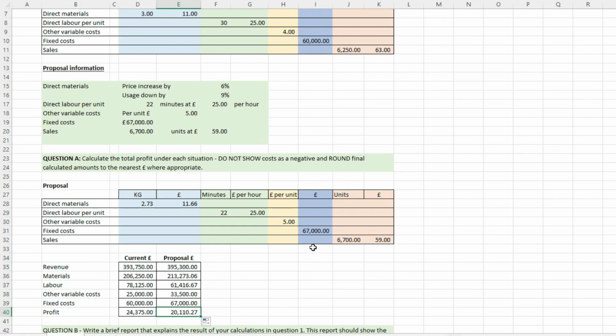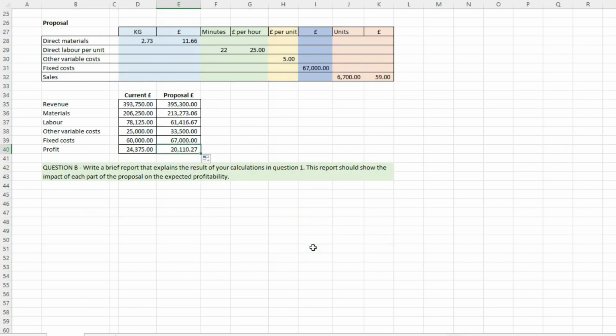So let's move on to question B here. We're being asked to write a brief report that explains the results of our calculations in question 1, and that the report must show the impact of each part of the proposal on the expected profitability. So let's take a look.